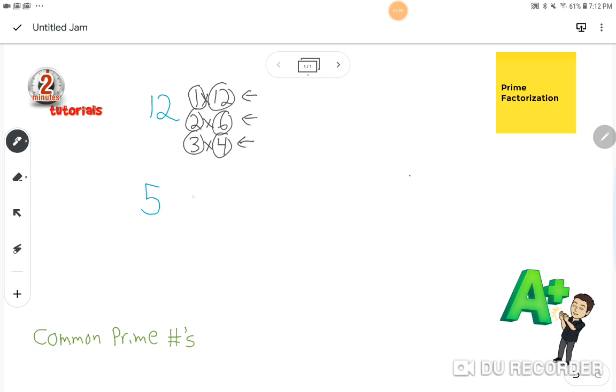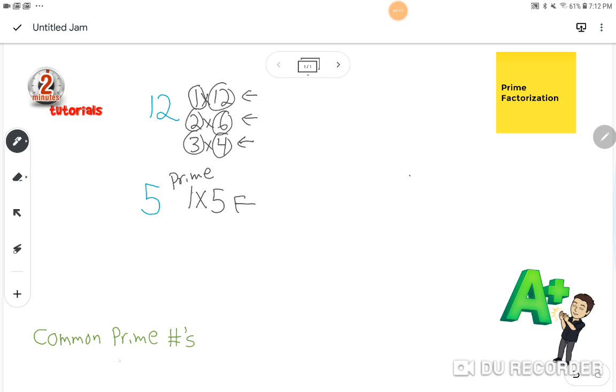Well, let's look at 5. The only way to make 5 is 1 times 5. So if you have a number that only has 2 factors, or 1 way to make it, that is called prime. So what we're trying to do is take a number and make it prime using only prime numbers.